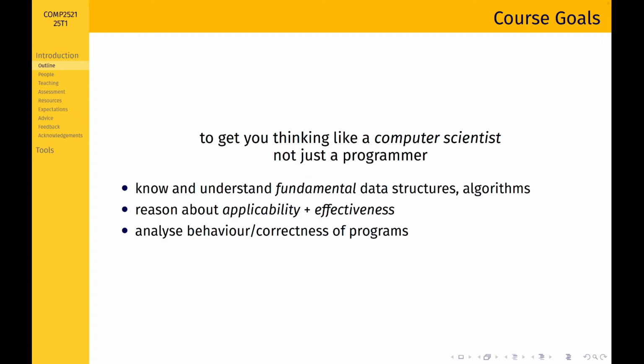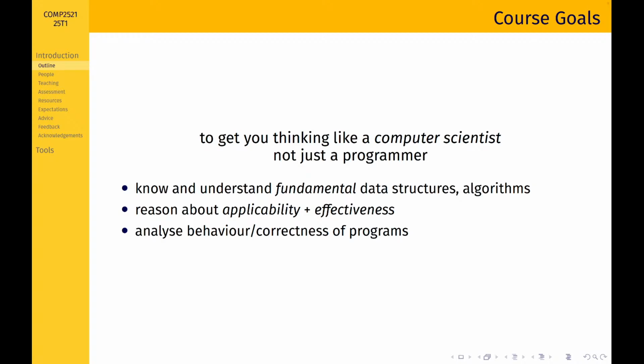But let's talk a little bit about data structures and algorithms first. Does anyone want to hazard a guess as to what a data structure is? Yes, it's a way to structure data, exactly. It's a way to store data in memory. And you already would have covered some basic data structures in COMP1511, like arrays and linked lists. These are both ways of storing and organizing data.